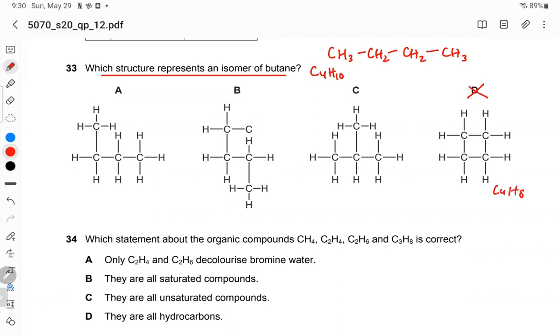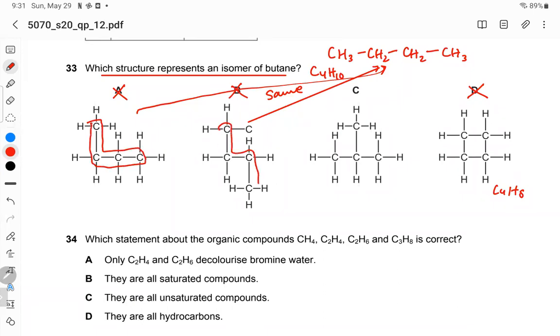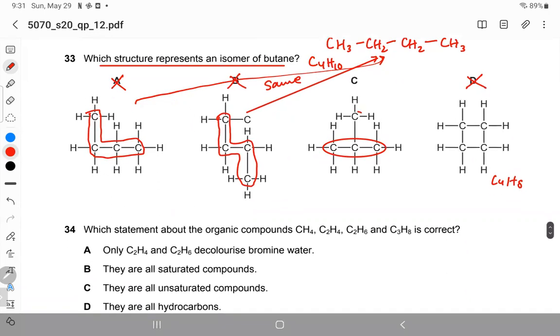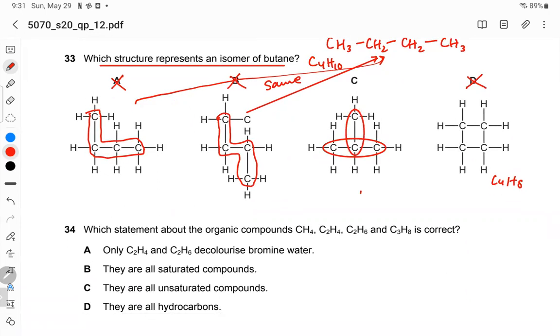Okay. Now, if you look at A and B, both are the same. Both are actually butane. So A and B go wrong because there is no branch. They are all linear structures, the whole structure, all carbon atoms are in one series. But if you look over here in C, all the carbon atoms are not in one series. Three carbon atoms are in a series, and one carbon goes as a branch. And its formula is C4H10 as well. So it is an isomer. So that's why C is the correct answer. If anybody has any doubt, kindly ask.